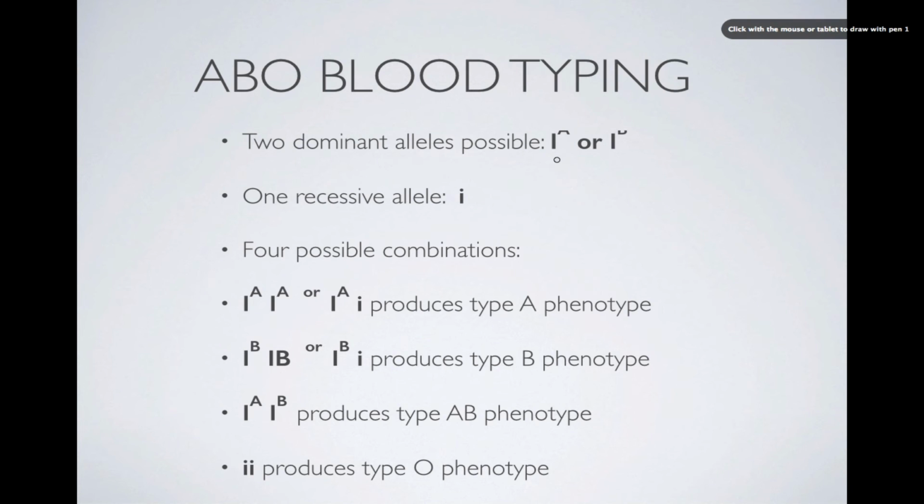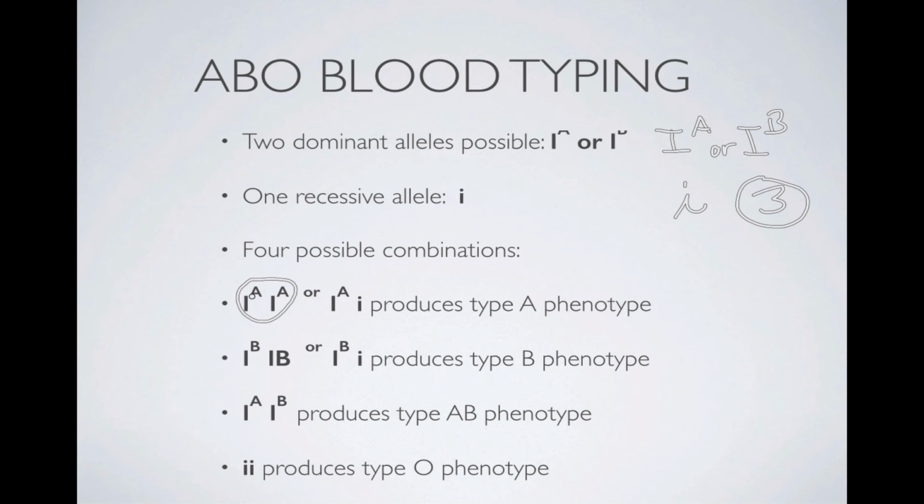you have 2 dominants possible, a big I with an A superscript or a big I with a B superscript. There's 2 possible dominants, but only 1 possible recessive. So you have a total of 3 alleles possible at this locus. Now, everybody only gets 2, so if you get 2 of the dominant A's or just one of the dominant A's, you have the phenotype type A.